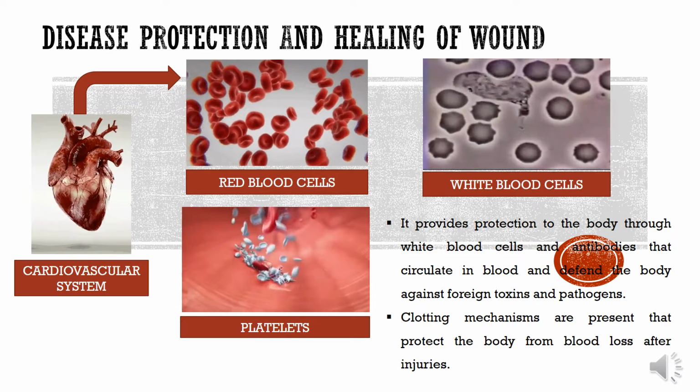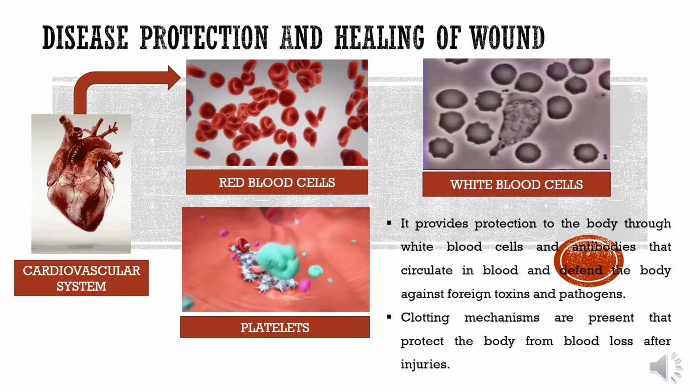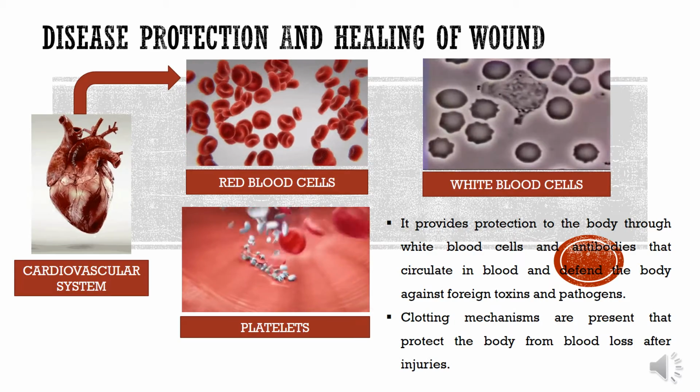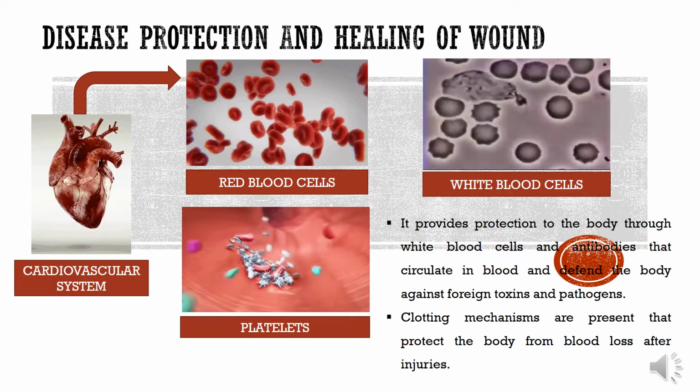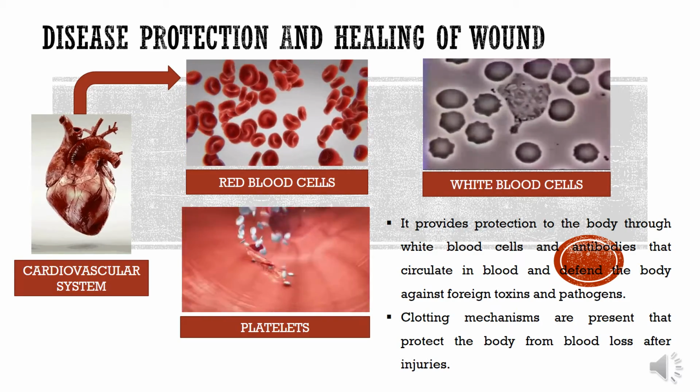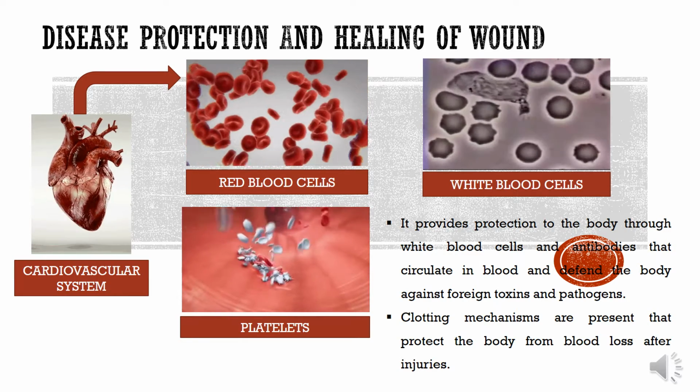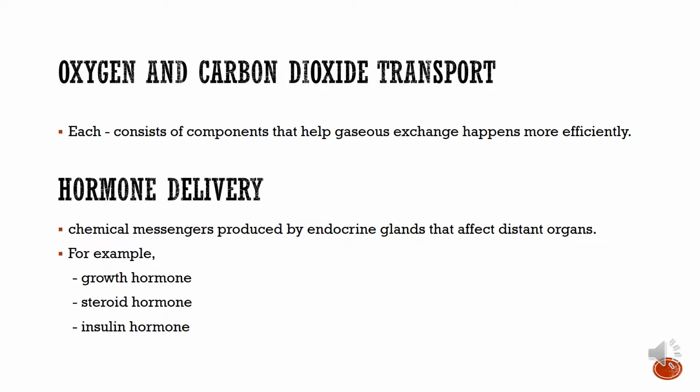Platelets, on the other hand, are responsible for the clotting of blood. They connect to fibrinogen, producing a clot that blocks the hole in the broken blood vessel, which in an external wound would appear as a scab. One of the functions of the cardiovascular system is oxygen and carbon dioxide transport. Each cardiovascular system consists of components that help gaseous exchange happen more efficiently.